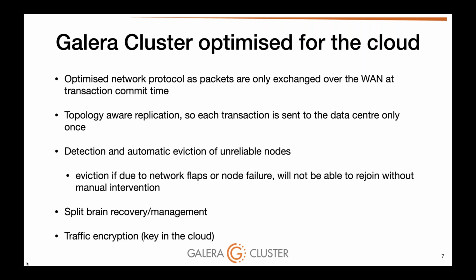We can also detect and automatically evict unreliable nodes, and we don't really allow flappy nodes to happen. So if you're having network protocol failure on a regular basis, you are given a timeout and you then have to do a manual intervention when the node comes back. So that is another useful thing. And by default, unless you set it to ignore split brain, you will not have any issues with split brain if you set up a 3-node Galera cluster properly.